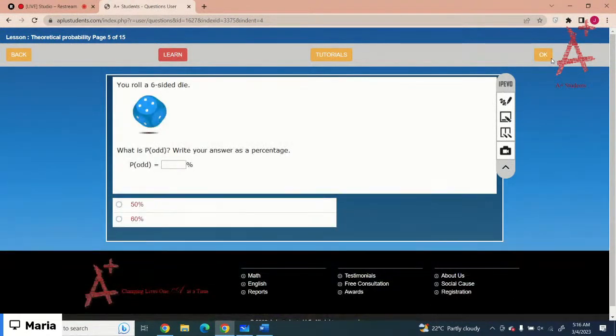Okay, you roll a six-sided die. What is the probability of getting odd? So on a six-sided die, how many numbers do we have?